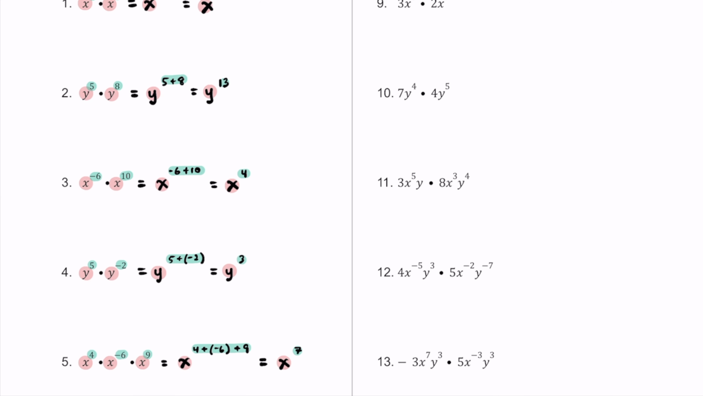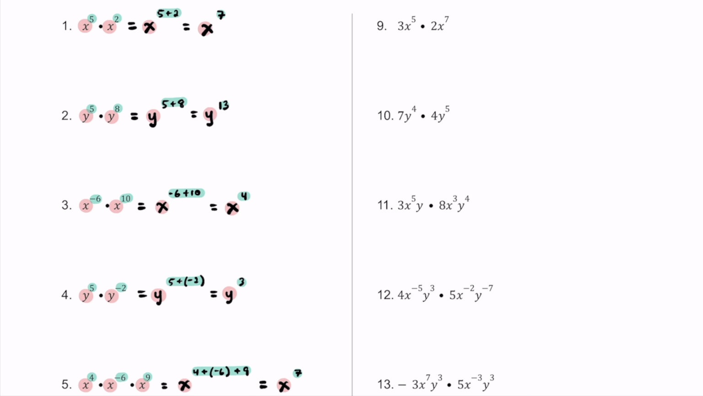Here's number 9. For number 9, we have some coefficients that are now involved here, or numbers that are being multiplied by a variable. So we have 3x to the 5th power times 2x to the 7th power. So what we're actually going to do here is start with the coefficient. So this 3 in front is going to multiply by this 2. So that 3 times 2 is going to get us a 6. So there's going to be a 6 in our answer here.